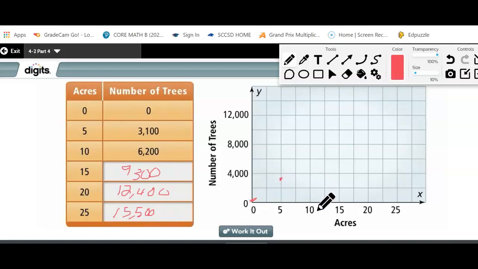5, then 10 is 6,000. Again, 2,000, 6,000, a little above that line. 15 is 9,000. 20 is 12,400, somewhere around here. And then 25 would be up here, 15,500. So that's what your graph should look like. Those dots should go in a straight line.